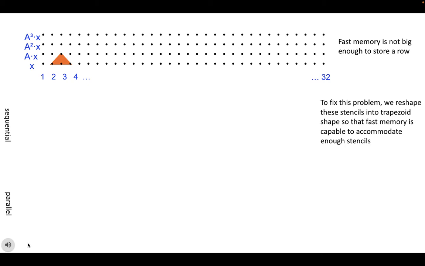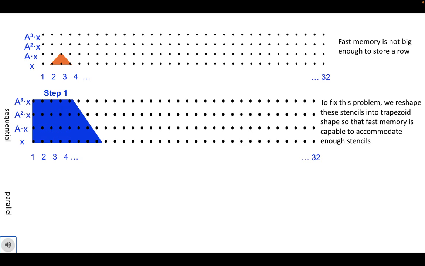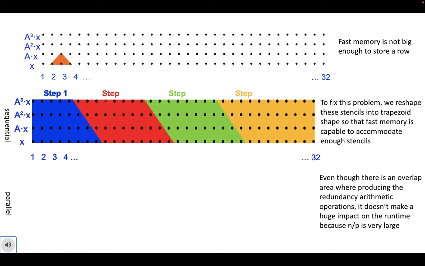The naive solution is to write a row into fast memory, and we can calculate a weighted average on each stencil from its neighbors. But the fast memory is not big enough to store a row, so we need to find another way to solve this equation. In sequential computation, we can reshape these stencils into a trapezoid shape, so that the fast memory is able to accommodate enough stencils.